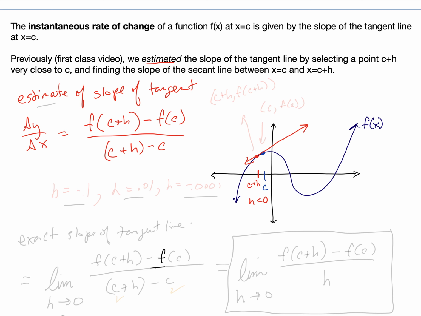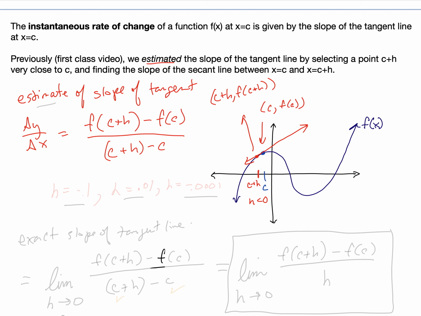So we've got the change in output over the change in input. And we've got, again, the point c, f of c, and this is the point c plus h, f of c plus h. So we've just got change in y over change in x, change in output over change in input.